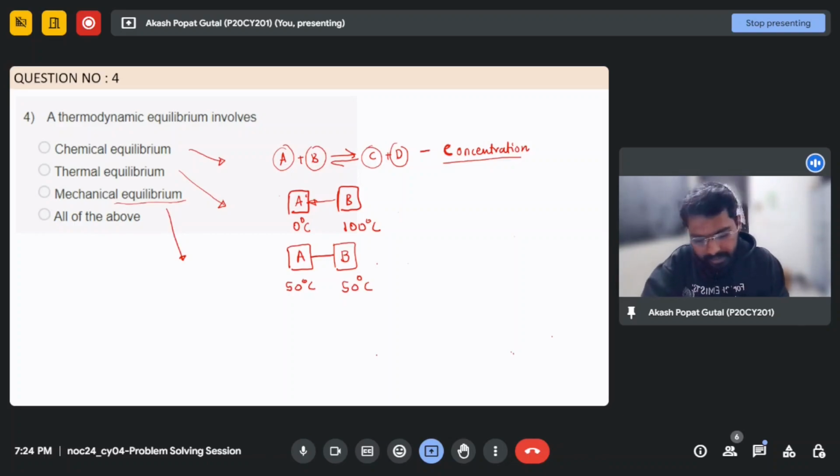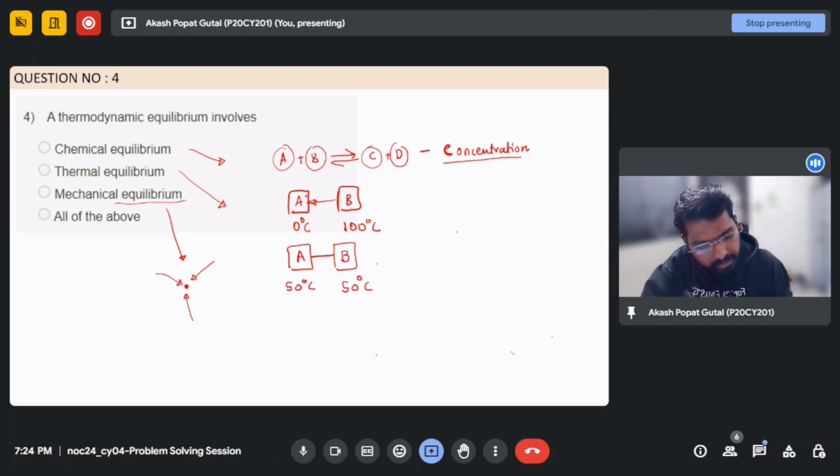Mechanical equilibrium is such that, suppose there is a particle in our gas, and the force acting on it from various sides, from all other particles, and the net force of all the particles, if it is zero, then we will say that the system is in mechanical equilibrium.